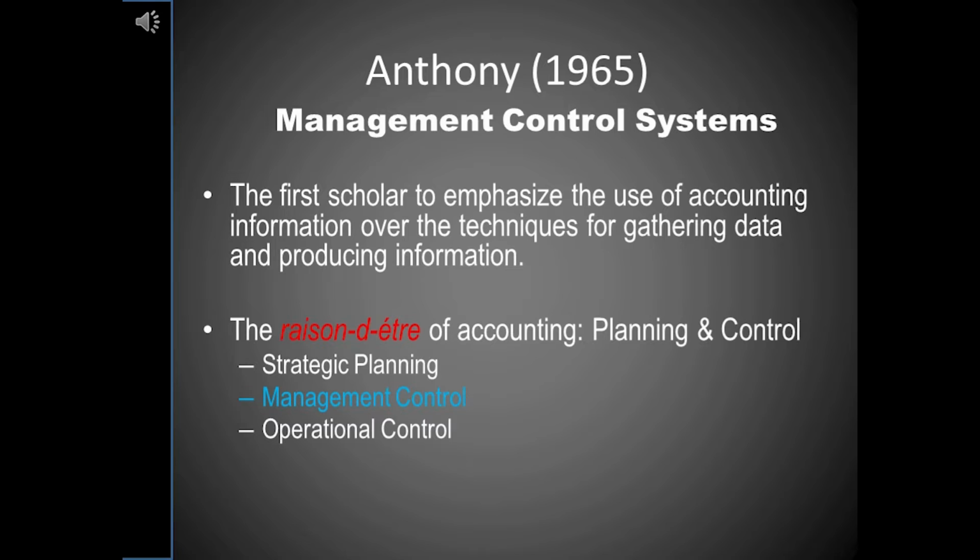Moving 50 years ahead, Robert Anthony published the first book on management control systems in 1965. His publication is still to this day seen as very significant because Anthony was the first scholar to emphasize the use of accounting data over the techniques for gathering these data. Anthony's mantra was that the raison d'etre of accounting was planning and control. As a novelty, Anthony suggested to distinguish control in terms of three layers: strategic planning, management control, and operational control.